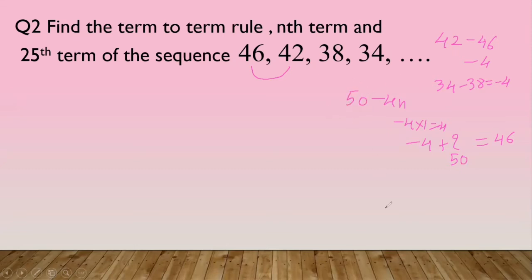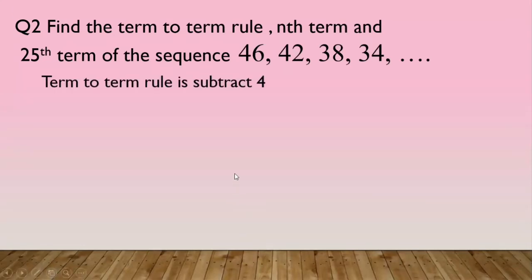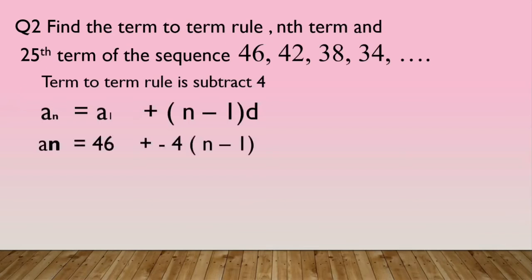Okay. Now with the help of the formula, how do we do it? Let's understand how we do it with the help of the formula. So here we go, the term to term rule, as we have seen, is subtract 4, and the formula again, an is equal to a1 plus n minus 1 into d. Substituting the values, what is a1 here? So a1 is 46, the first term. Your common difference is minus 4, and then n minus 1.